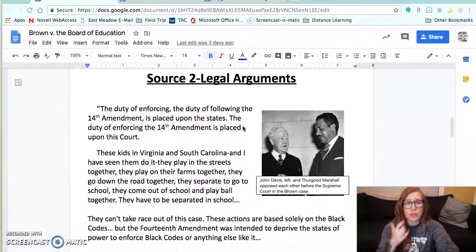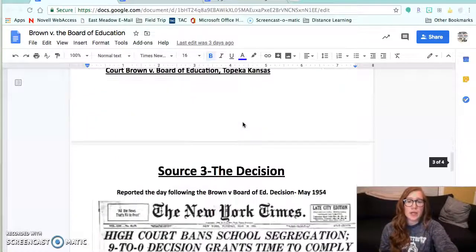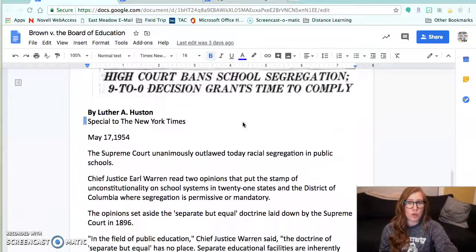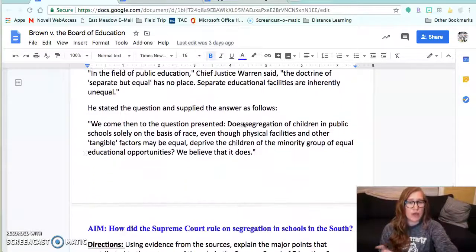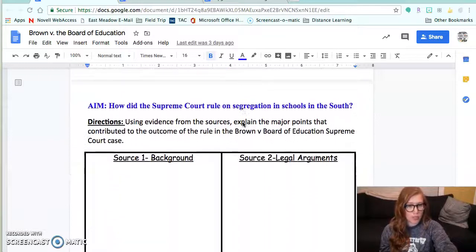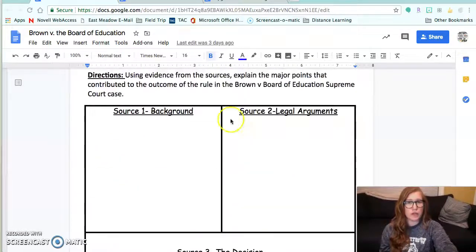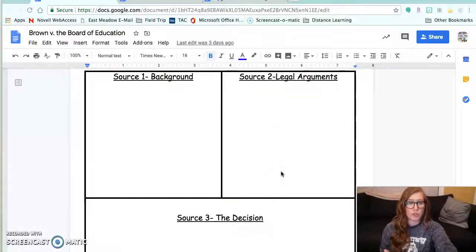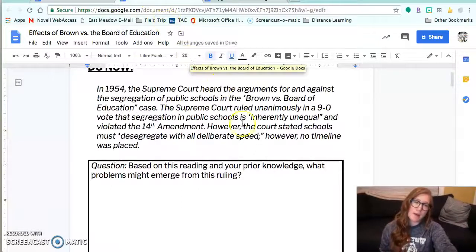Next is the legal arguments, right? What is Mr. Brown's lawyer, Thurgood Marshall, arguing? Why is he suing the Board of Education? On what legal grounds? What laws does he say that the Board of Education is breaking? And then I asked you, what is the decision? What does the court decide following the court case? So you had to fill in your graphic organizer here with information from each one of those sources. Pretty straightforward. So today you guys are going to obviously build upon that.